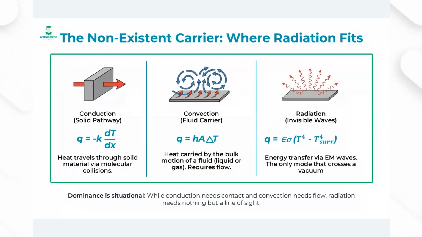To master thermal CFD, we first need to situate radiation among its peers. We have 3 distinct modes of moving energy, but they operate on fundamentally different rules. On the left and the center, we have conduction and convection. These are linear processes. The idea is, if you double the temperature difference, you roughly double the heat transfer.